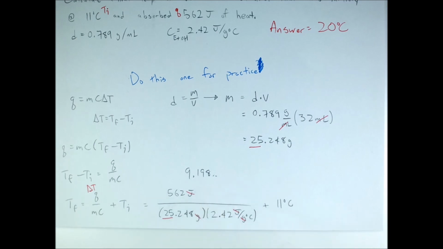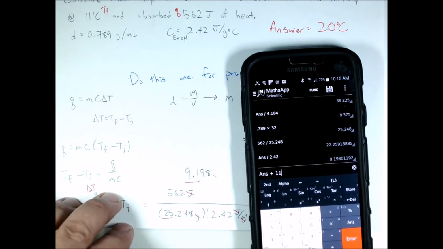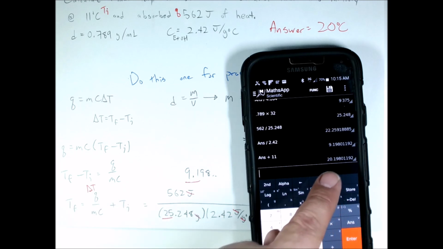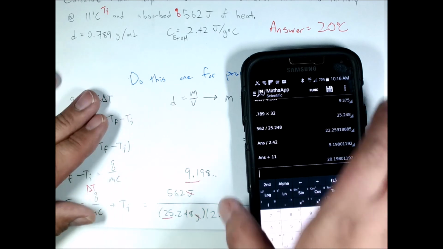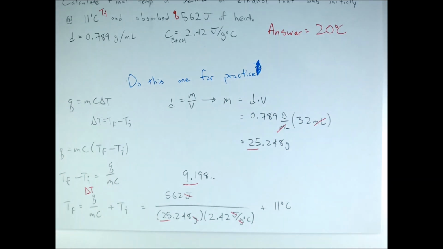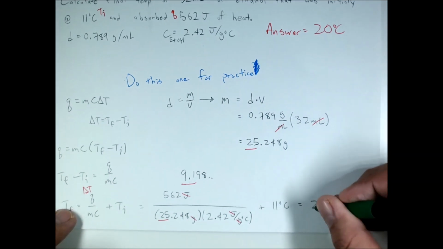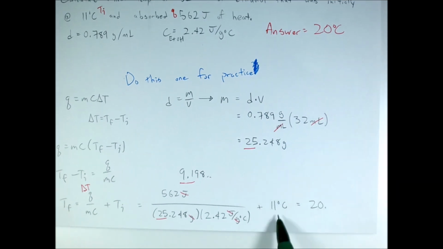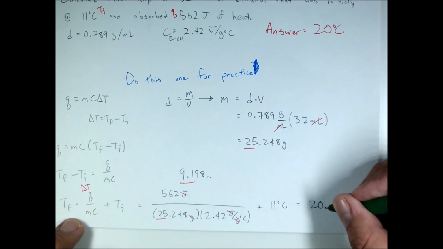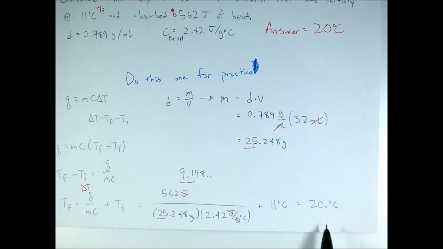At this point, I should have 2 sig figs, right? And I get 20.198, which is going to round to 20. 2 sig figs, no decimal place. So to keep that from being ambiguous, go ahead and put a decimal there or scientific notation, whichever works for you.